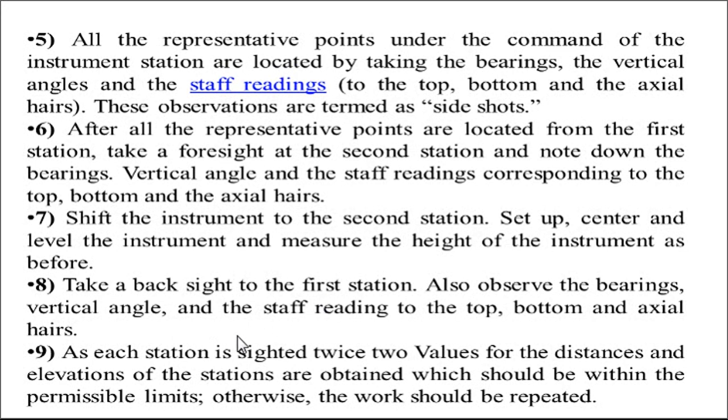Then the next point is, as each station is sighted twice, two values for the distance and elevation of the station are obtained, which should be within permissible limits. Otherwise the work, or we can say the total work, is repeated. So this is in general the process for tachometric surveying.